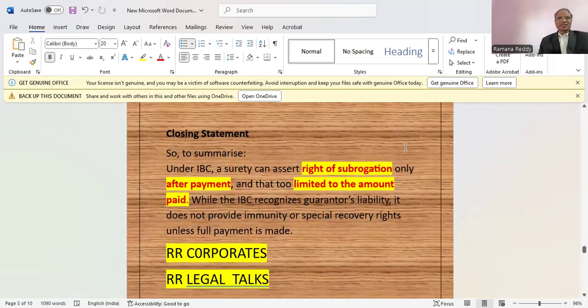So, to summarize, under the IBC, a surety can assert the right of subrogation only after payment, and that too limited to the amount paid. While the IBC recognizes the guarantor's liability, it does not provide immunity or special recovery rights unless full payment is made.